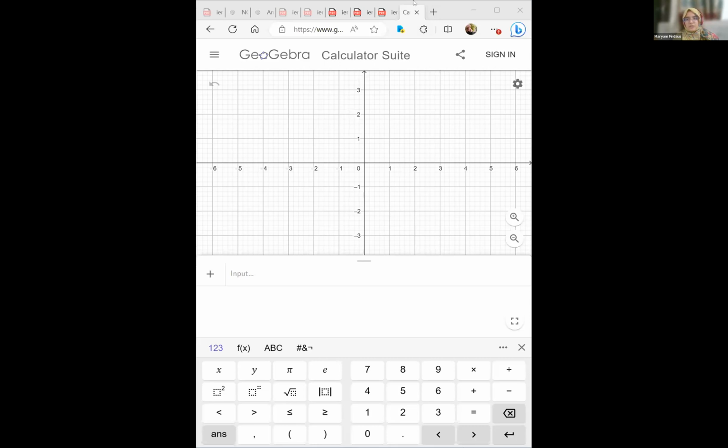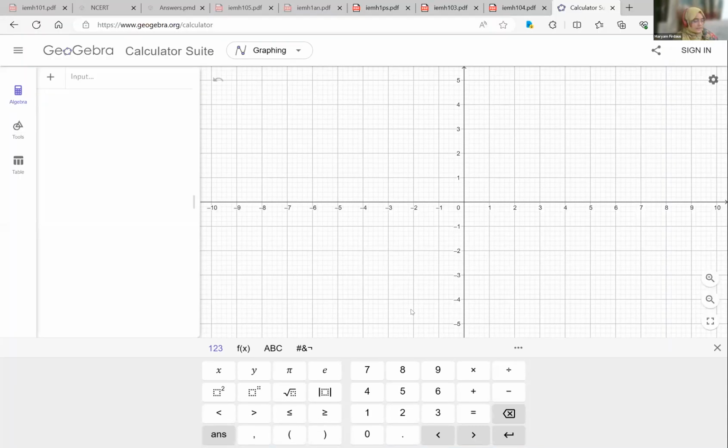Can you see this? My screen? The screen in which there is a graph. Are you able to see it? No, ma'am. Wait, it's loading. Okay, ma'am. Let me try to stop share this. Now it's visible, I think. Yes? Yes, ma'am. Okay.